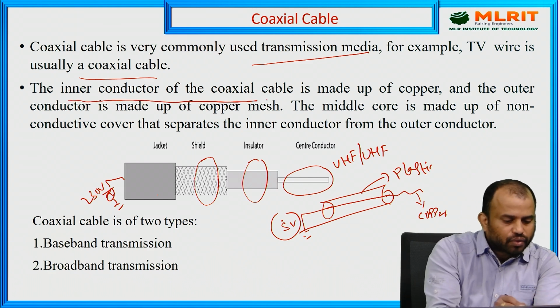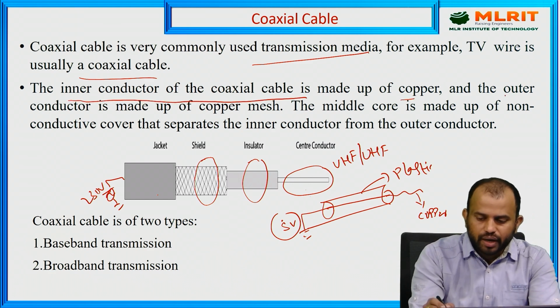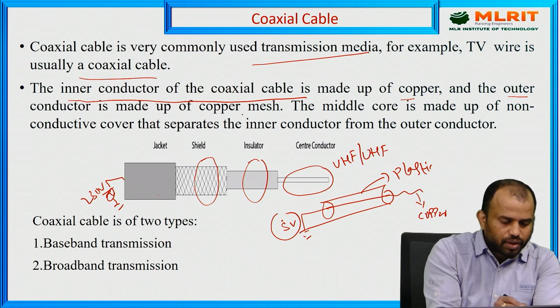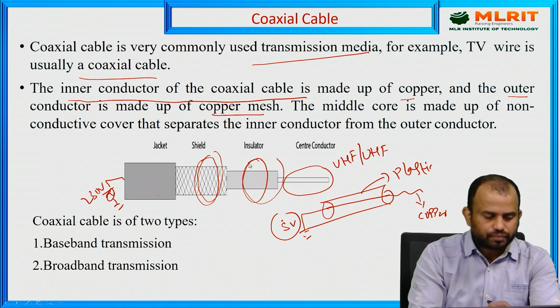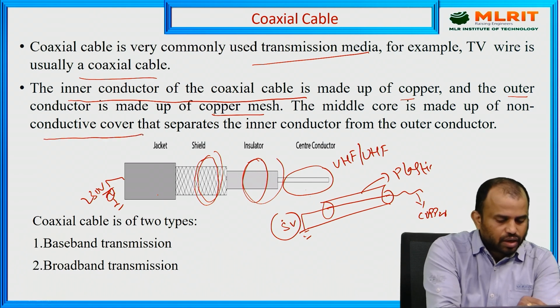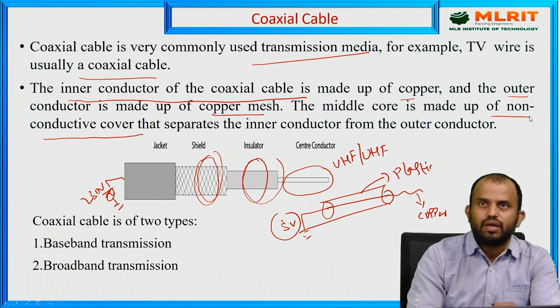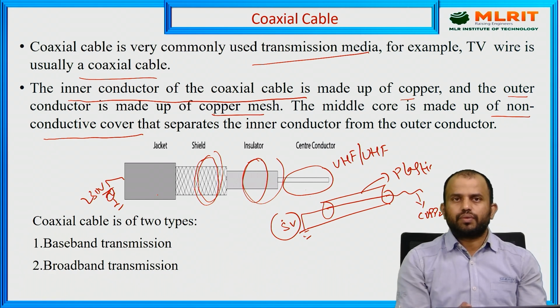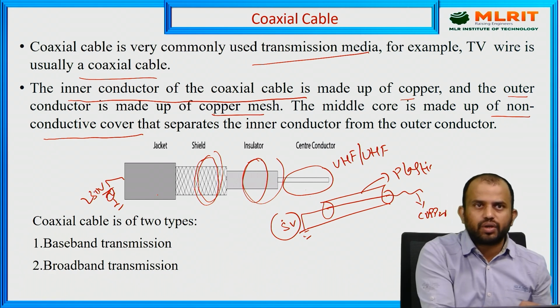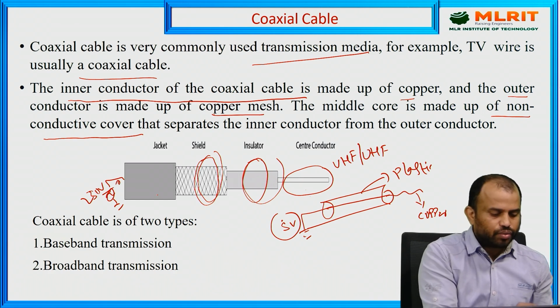The inner connector of the coaxial cable is made of copper, and the outer connector is made with copper mesh. So this is the copper mesh, and there is some kind of insulating material. The inner connector is a non-connective copper separate conductor, because the information is transmitted from one end to another end.